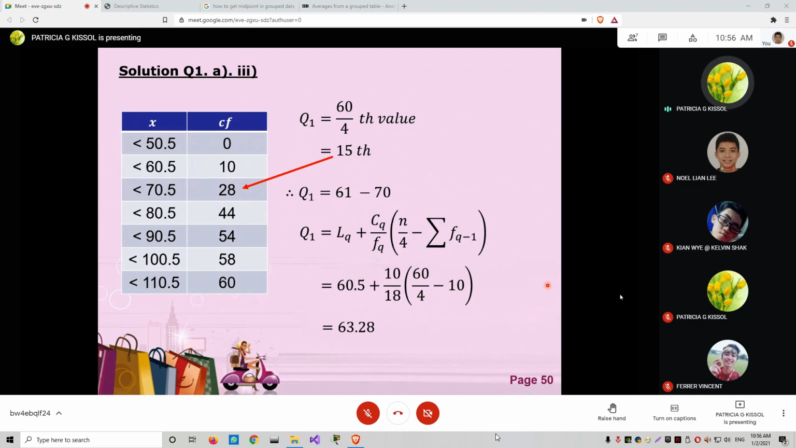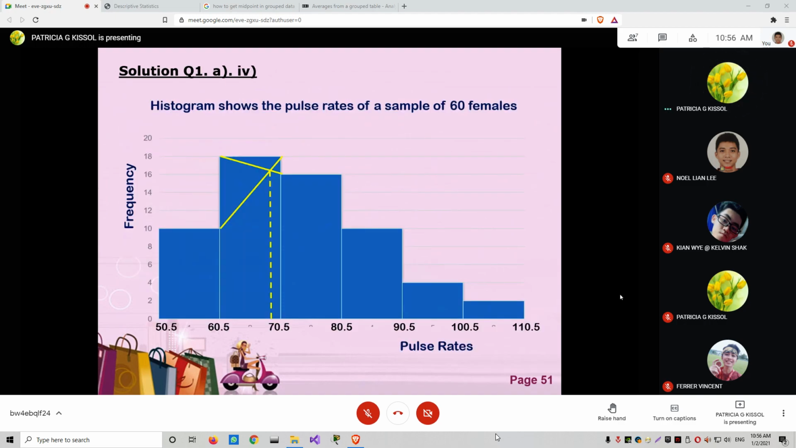And of course, the last question is to get the mode from the histogram. Here, I did say no need to draw the histogram, but if you've got the time later and some graph paper, you can try and sketch it. I label frequency because all the bars are the same size, so no need to change the labeling of the y-axis. The x-axis is the pulse rate. You can also write class boundaries. The title is important: Histogram showing the pulse rates of a sample of 60 females.